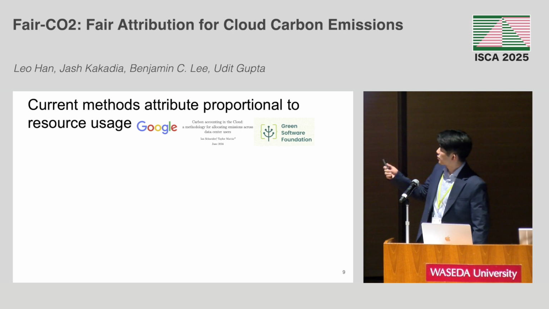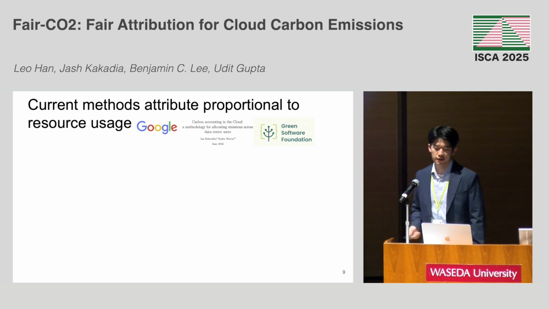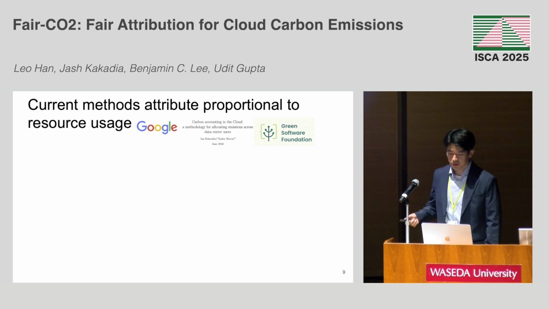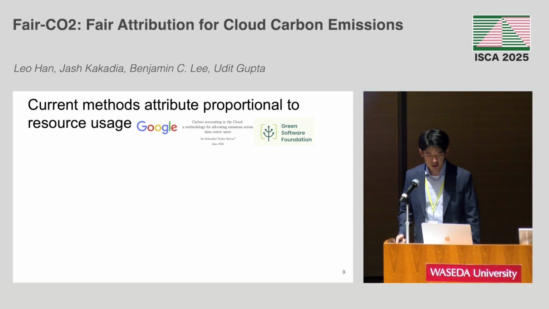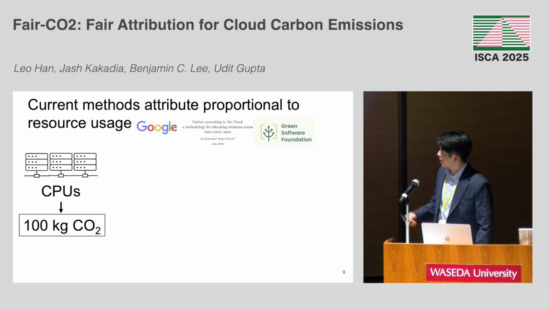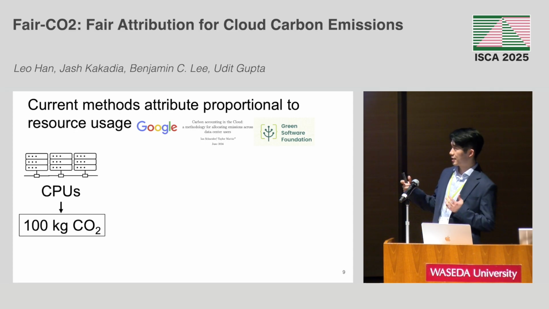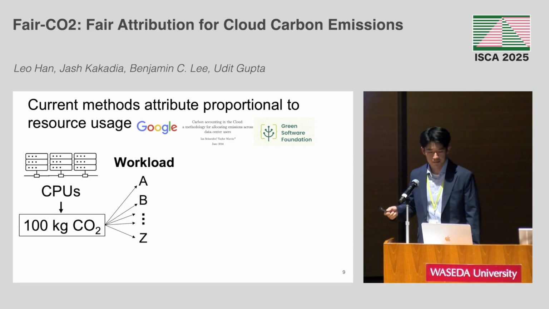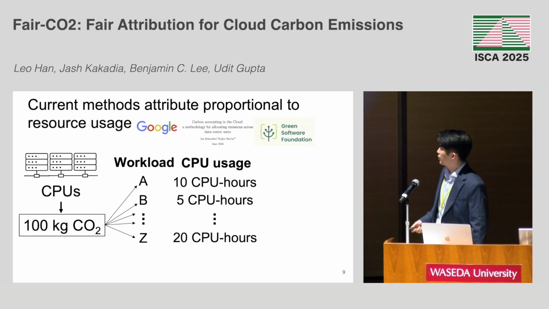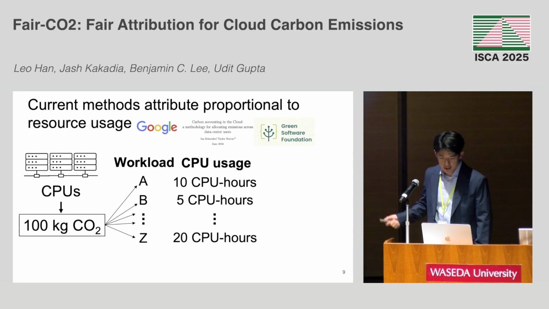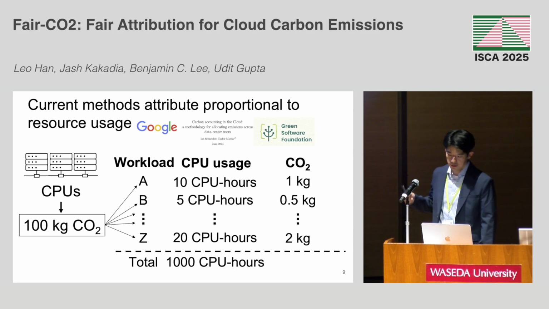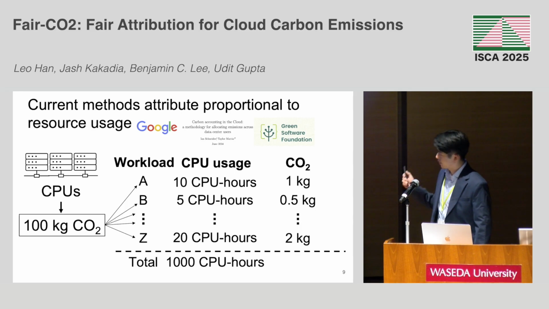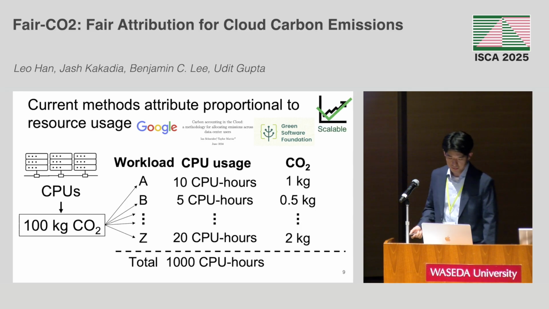Current methods, such as those proposed by Google and the Green Software Foundation, attribute carbon proportional to workload resource usage. To demonstrate how this works, let's say we want to attribute 100 kilograms of carbon from a set of CPUs to a set of workloads that use those CPUs in a set period of time. We can look at each workload's CPU usage in terms of CPU hours and then attribute carbon to the workload's share of total CPU usage proportionally. This simple amortization method is easily scalable.